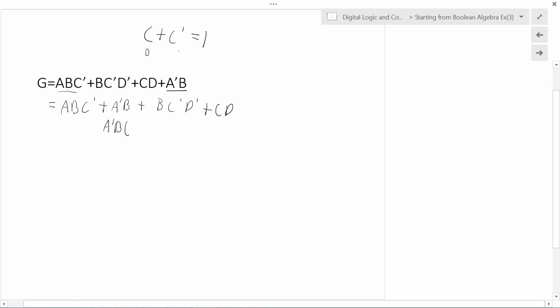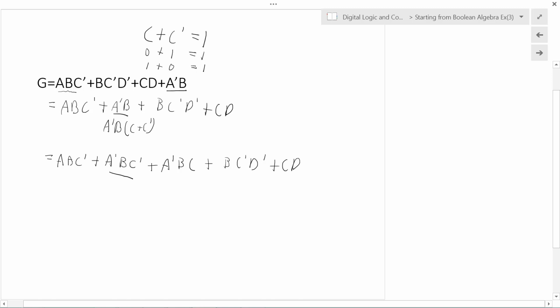Remember, if C is 0, then C prime is 1, and 0 ORed with 1 is 1. If C is 1, C prime is 0, and 1 ORed with 0 is 1 again. So C or C prime is the same as ANDing with 1. So let's distribute A prime B to this quantity C or C prime. Equals A, B, C prime, or A prime, B, C prime, or A prime, B, C, or B, C prime, D prime, or C, D.